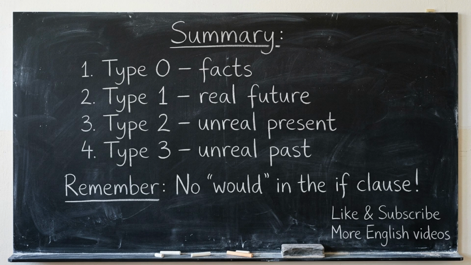Final summary. Type 0 for facts, Type 1 for real future possibilities, Type 2 for unreal present situations, Type 3 for past unreal situations, things that did not happen. The most important rule, never put would in the if clause. Practice conditional sentences every day. They are very common in English.